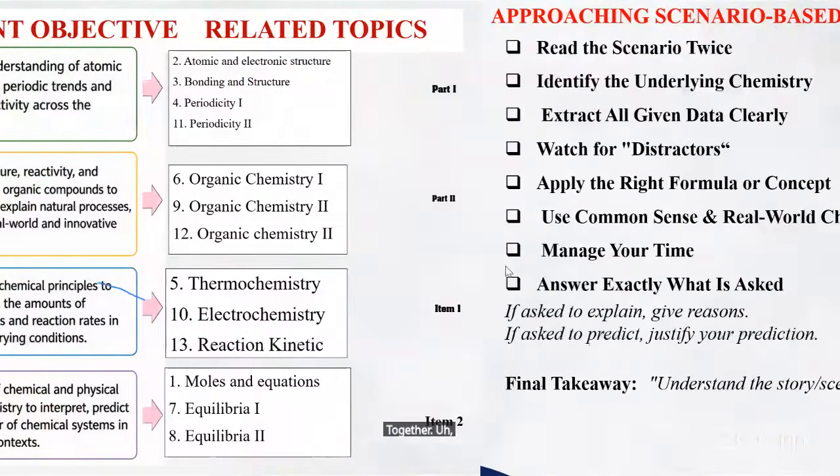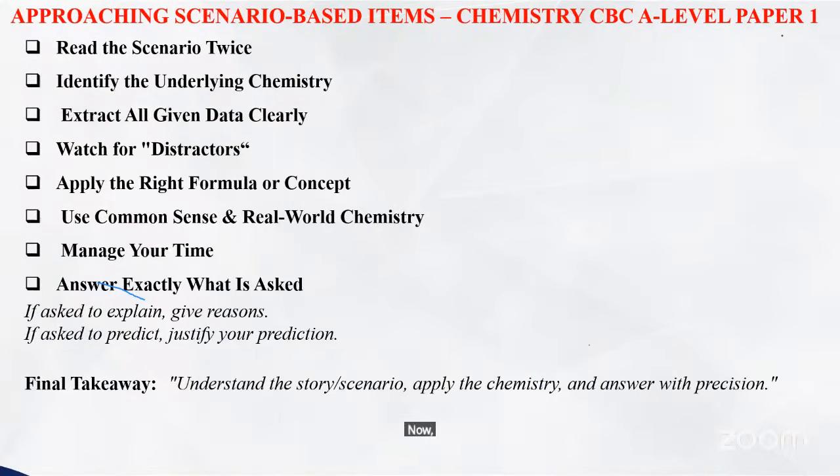Let's dive to another slide. Now, right here, approaching scenario-based items in chemistry, CBC A-level paper 1. We have already said that in chemistry paper 1, they are all scenario-based items. Now, what are we saying? When you get a paper and you go to section A, item 1, what should come number first?